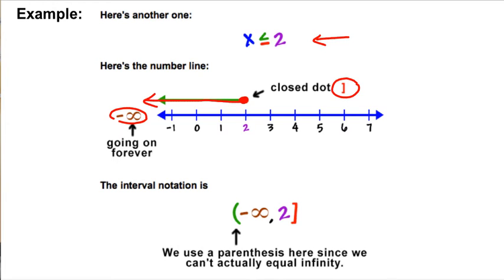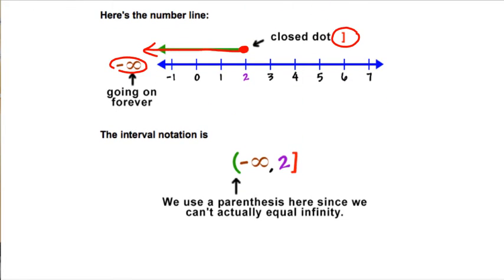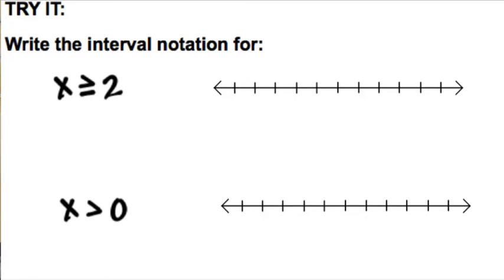So as an interval, our left endpoint, we start, our left is at negative infinity with a parentheses, and then our stopping point is at 2. And it includes 2, so it's going to be a bracket. All right, now we're going to try a couple. If you want to pause and try them on your own.